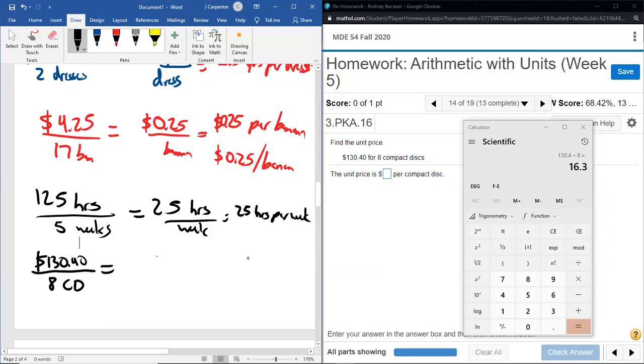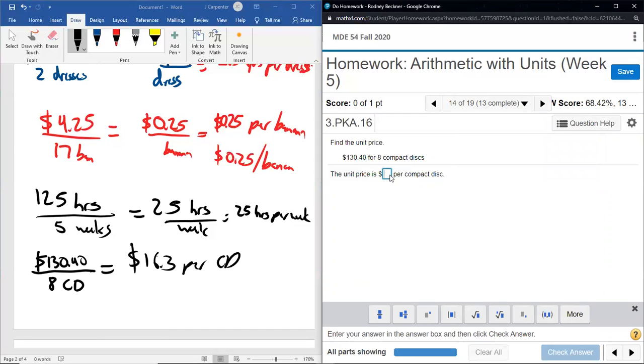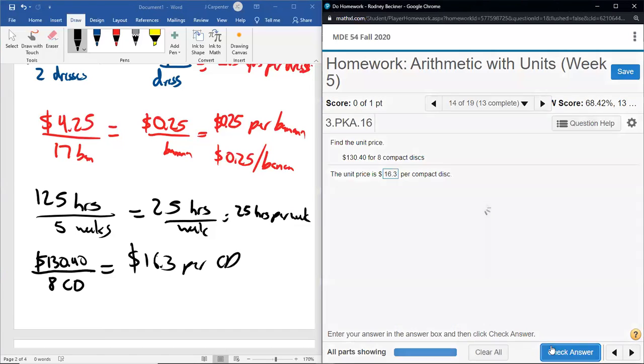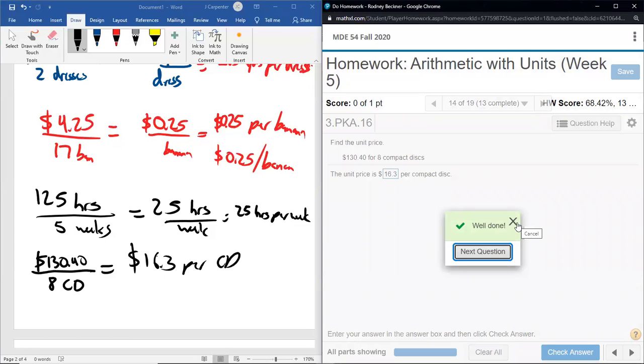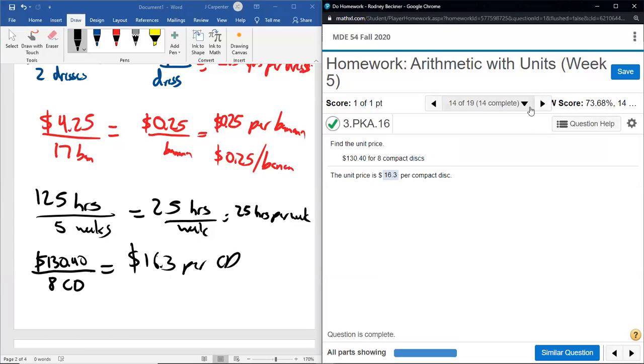Got to stop doing that. Click, then type 16.3. So that's dollars per CD, $16.30 per compact disc. Now, if I just write 0.3, it'll still mark it right. But we know with money, we usually write the second decimal place.